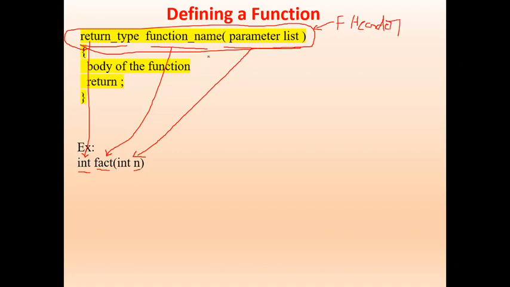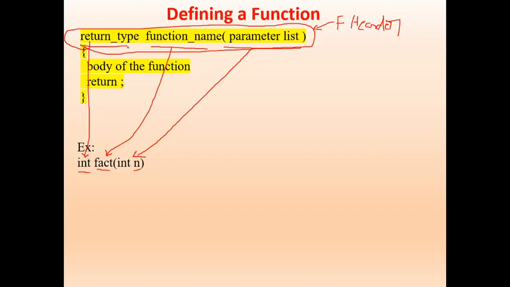Function header consists of return type, function name, and parameters list. In this, the function name is mandatory, compulsory. Return type is optional. Parameters are also optional. If you have not given any return type, it will be considered as int. If a function is not intended to return anything, we should write it as void.